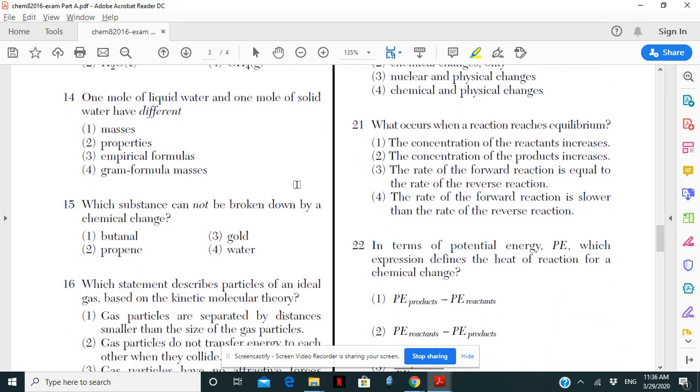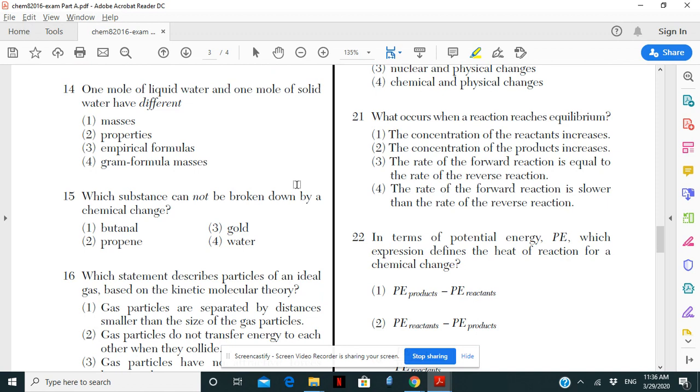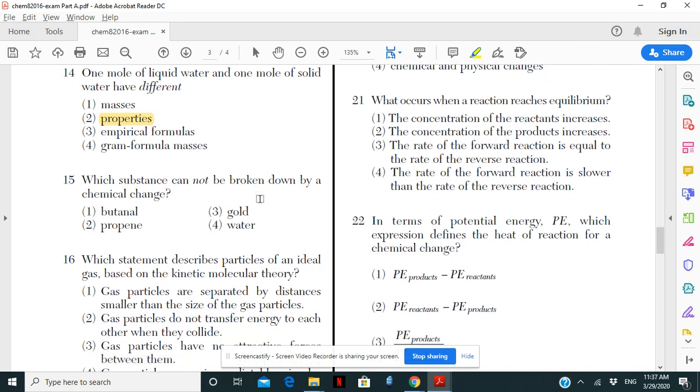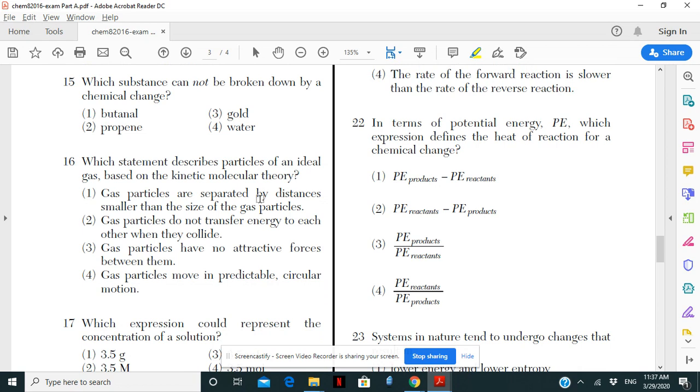Question number 14. 1 mole of liquid water and 1 mole of solid water have different what? It's the same amount, so 1 mole is going to have the same molecular weight. They have different properties, yes: one of them is physically liquid, the other is physically solid. So they have different properties, but the same empirical formula, the same gram mass, and the same mass.